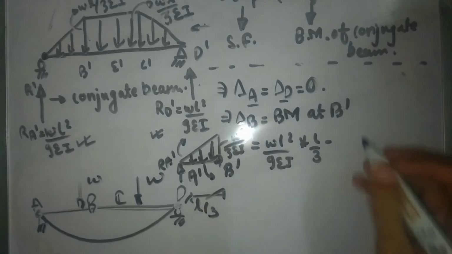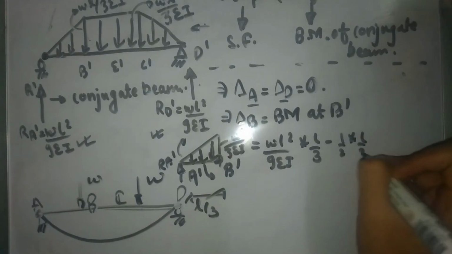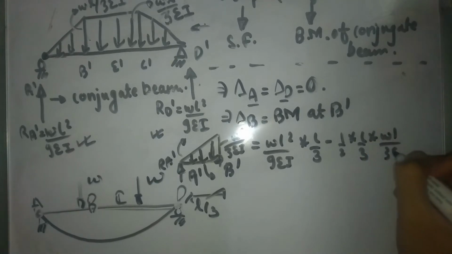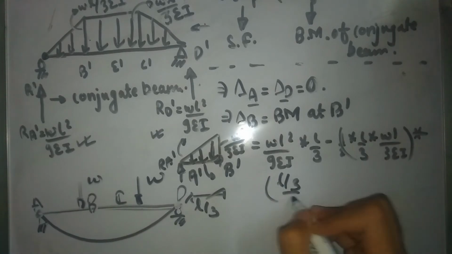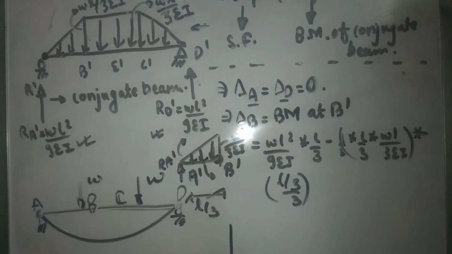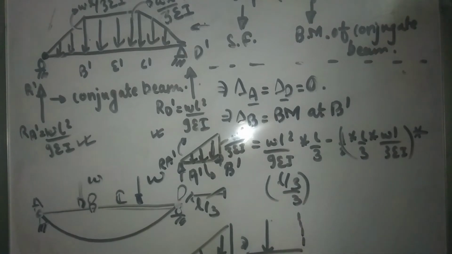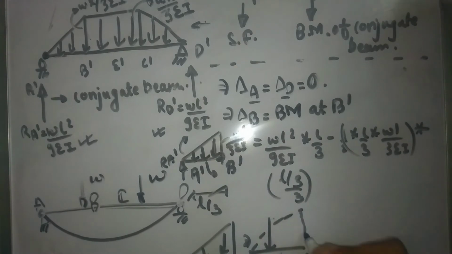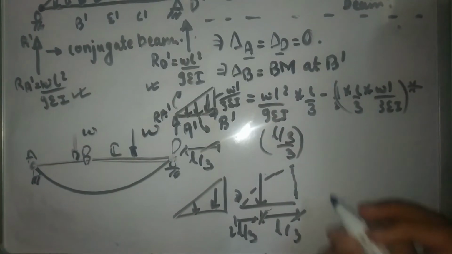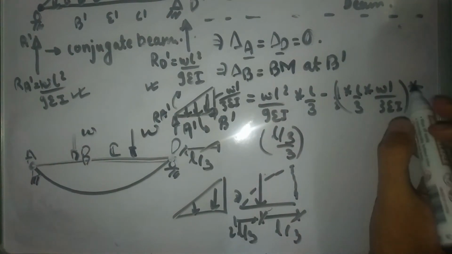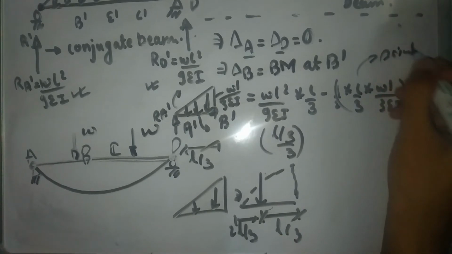this UVL, which is going to produce an anticlockwise moment about B, which is going to be 1 by 2 into base L by 3 into height WL by 3EI, and this is acting at a distance of L by 3 by 3, which is L by 9 from the longer edge. If I draw this figure again, in order to convert this UVL into a point load, it will be acting at a distance of L by 3 from its longer edge and 2L by 3 from its shorter edge. So definitely 1 by 2 into base into height converts it into a point load, and L by 3 means the distance.